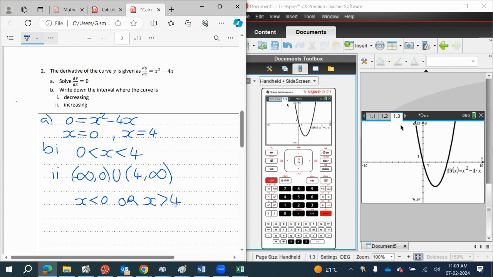Picture the maximum in your mind. It has to go up and then down. It has to go up, 0, and then down. 0.